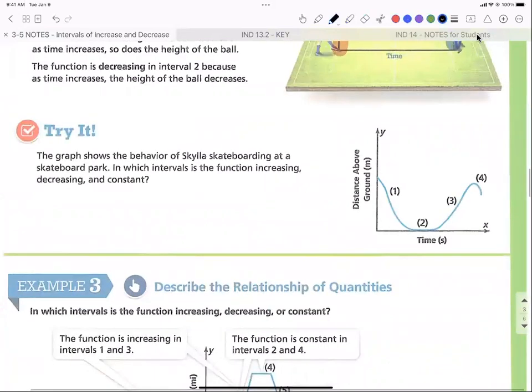It says this graph shows the behavior of Skyla skateboarding at a skateboard park. In which intervals is the function increasing, decreasing, and constant? So let's start with where is it increasing? What intervals are increasing? 1, 2, 3, or 4? Eli, what do you think? 3. Perfect. Okay. Now let's look for decreasing.